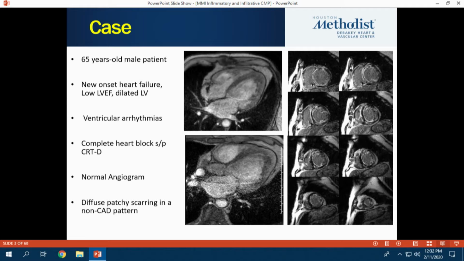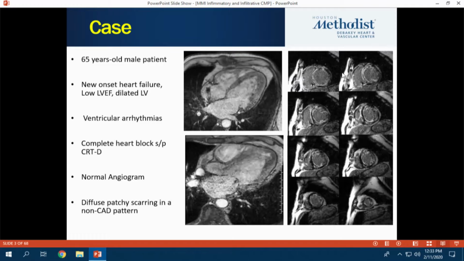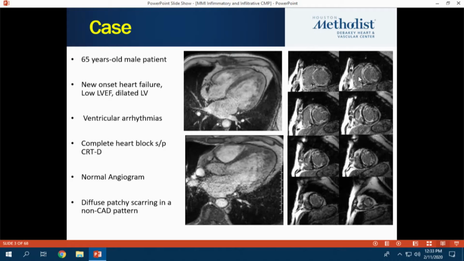This is a 65-year-old man who has been moving around from one practice to another in the medical center because of new onset heart failure, low ejection fraction. He has been having ventricular arrhythmias, had an ICD. According to the patient, he had almost 16 shocks in one day, had a complete heart block and required a CRT-D. All of that with a normal angiogram, and you can see here his LV ejection fraction and RV, both of them are failing. You can see how much delayed enhancement he has on the MRI.